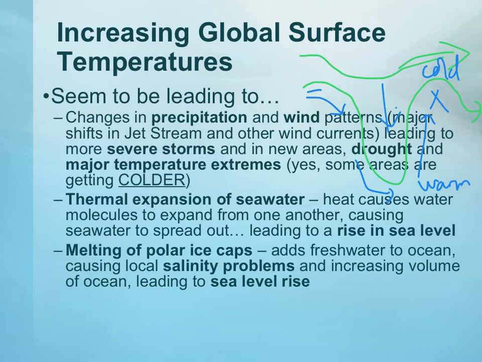Additionally, of course, melting of ice caps causes a rise in the sea level, but also significantly causes problems with salinity. So it changes the salinity, reduces the salinity, and causes the water to be less dense, because it has less salt in it, which means that it doesn't sink like it's supposed to in certain areas of the planet.